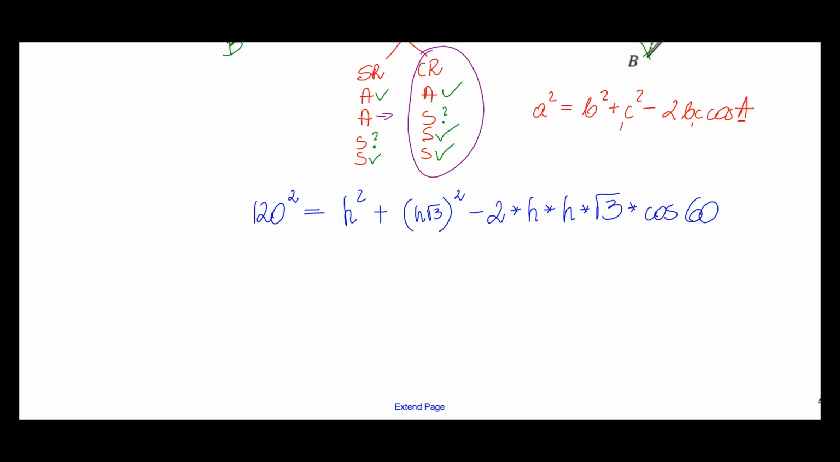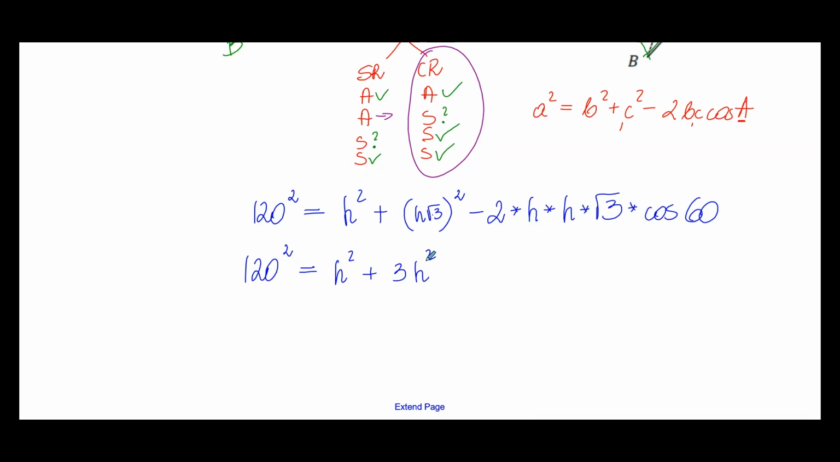So where am I going with my calculation here? I want to find the value of h. So now look at that. Let me write it again. I have h to the power of 2. What will happen here? That h is taken to the power of 2 and square root of 3 is taken to the power of 2. So that means we have square root of 3 to the power of 2. That's actually going to be 3.